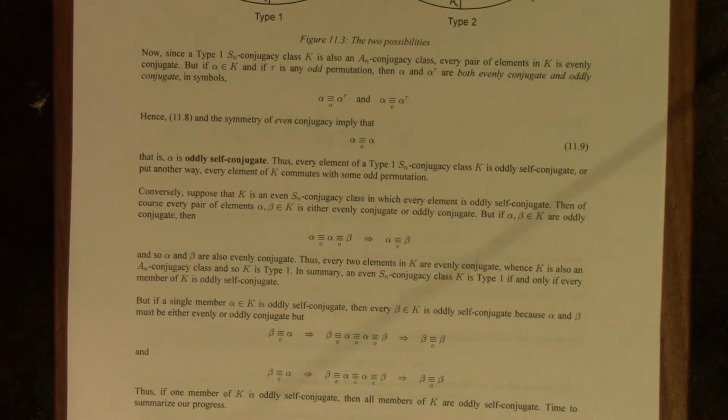That seems like a strange property, but another way to say it is that a permutation is oddly self-conjugate if and only if it commutes with some odd permutation. So maybe that's a little more reasonable point of view.